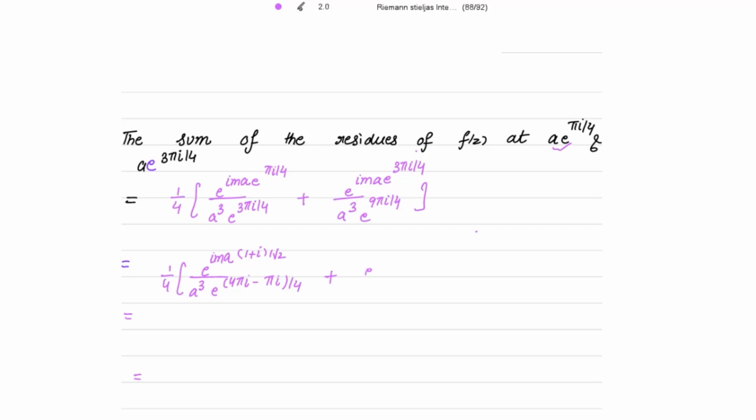plus e to the power iota m a. Now here I'm not using the Euler formula. Again I'm using here e to the power pi iota by 2 e to the power pi iota by 4. If you add these two, you will get back your 3 pi iota by 4 over a cube. Now instead of 9 pi iota, can I write 8 pi iota minus pi iota? So this is 8 pi iota minus pi iota, so that I can get again pi by 4.